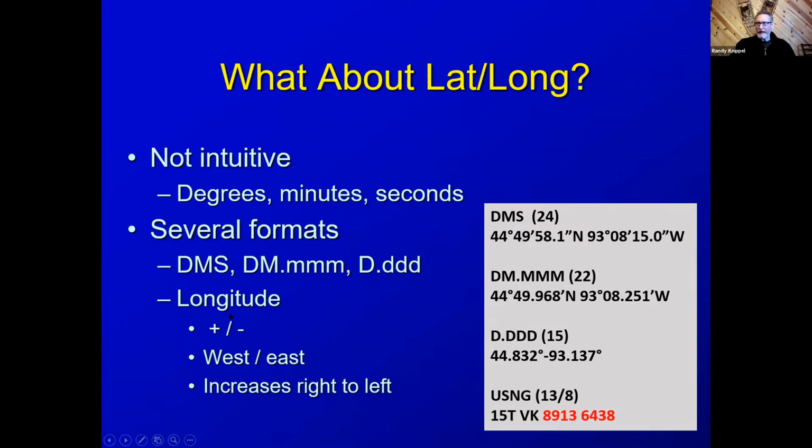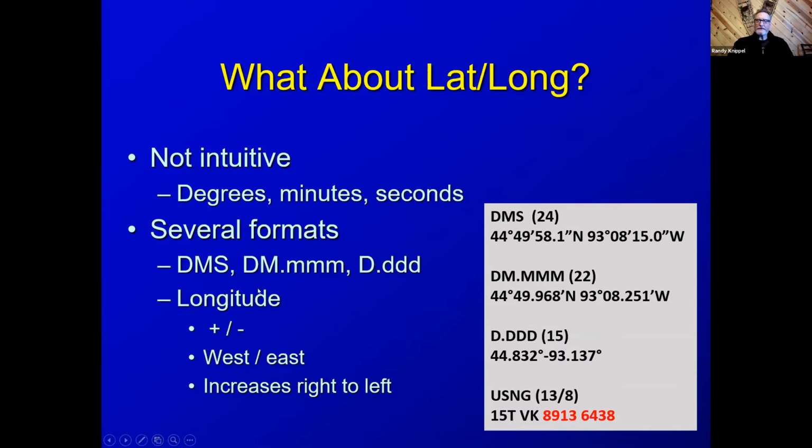We can refer to latitude and longitude as degrees, minutes, seconds; degrees, decimal minutes; or decimal degrees. If you are relaying a location using one of these systems and the person on the other end misinterprets how you are conveying that location, it could be 50 miles off, and that's a serious problem. So that needs to be understood.